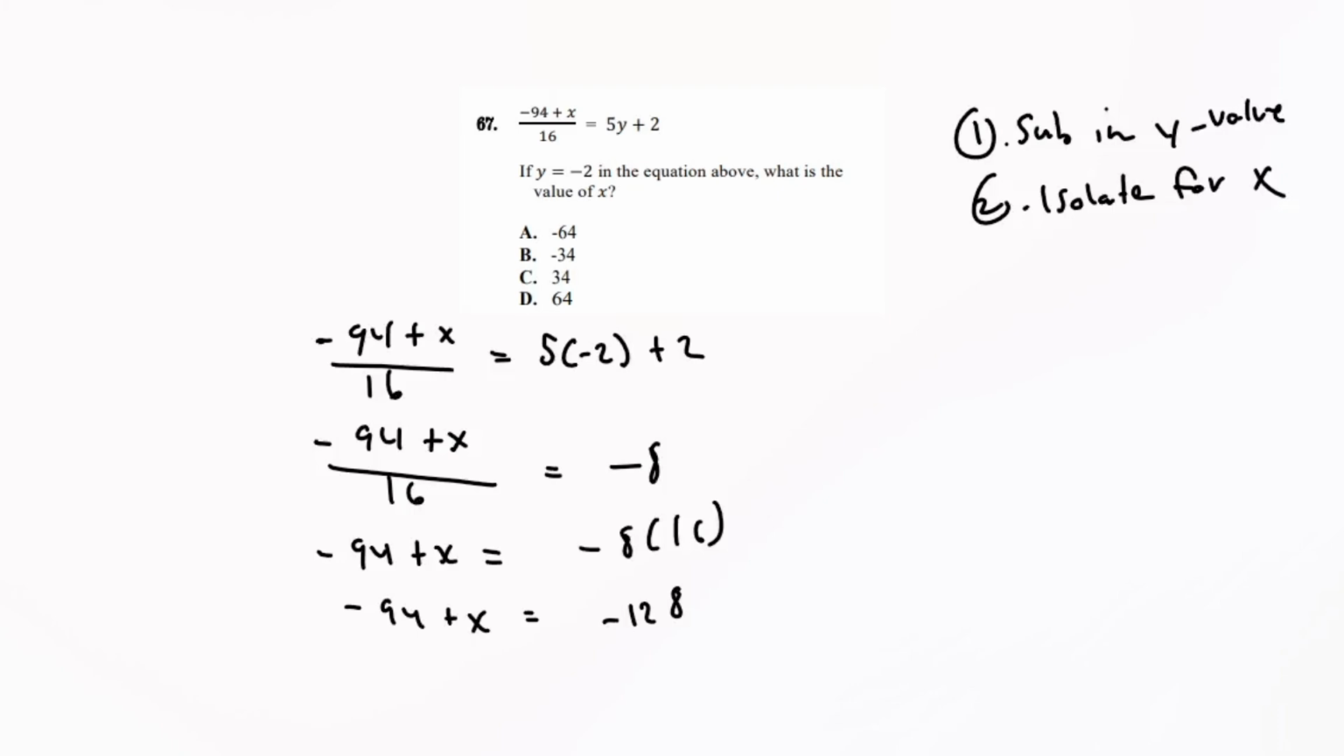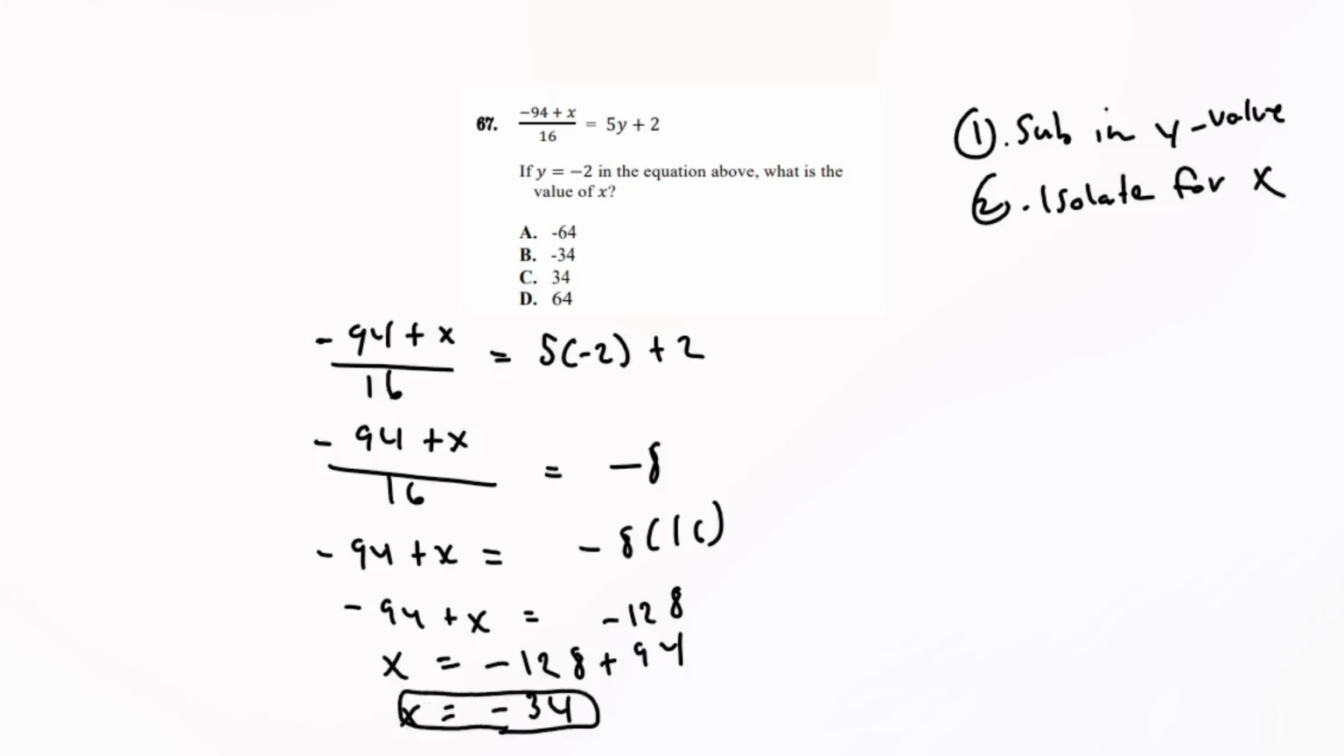Now I have to move this negative 94 to the other side. So my x would equal, because it'll be addition since it's a negative here, it'll be a positive. So negative 128 plus 94. And your answer for this would be negative 34.